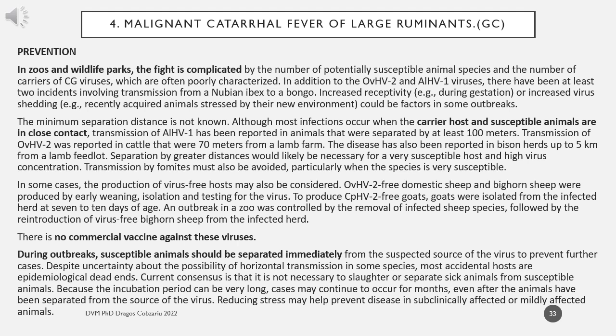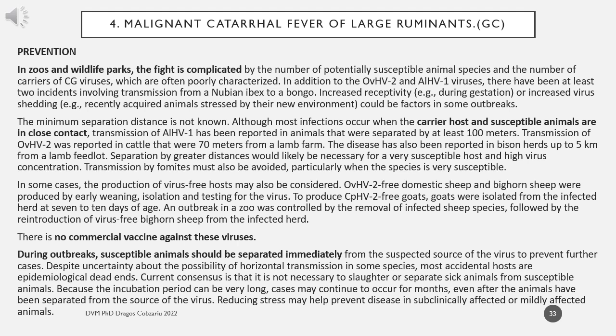In some cases, the production of virus-free hosts may also be considered. HV2-free domestic sheep and bighorn sheep were produced by early weaning, isolation and testing for the virus. To produce CpHV2-free goats, goats were isolated from the infected herd at 7 to 10 days of age. An outbreak in a zoo was controlled by the removal of infected sheep species, followed by the reintroduction of virus-free bighorn sheep from the infected herd.